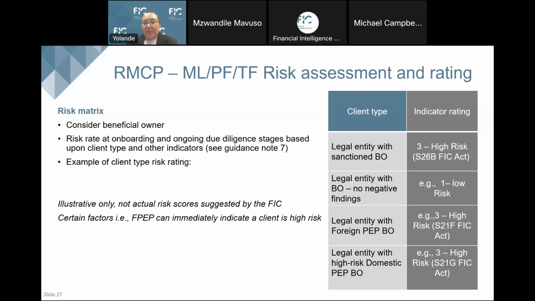There too, a legal entity where the beneficial owner has no negative findings would point to a lower risk. If the legal entity has a beneficial owner that's a foreign politically exposed person or a high-risk domestic politically exposed person, it could point to higher risks. So just take all those factors into account when you're assessing the risk of your clients, and apply that.